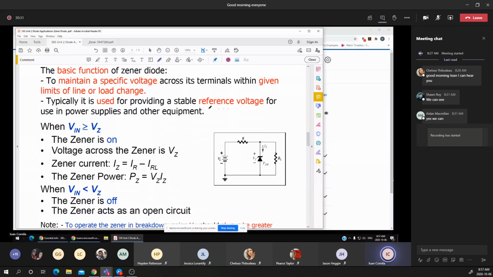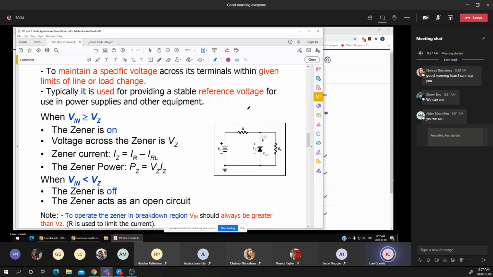Now, based on this circuit, you notice that I have an input voltage, the VI or the Vin, a resistance that limits the current that flows through the Zener diode, and a load connected to the circuit. Now I may divide this circuit into three regions or three sub-circuits.